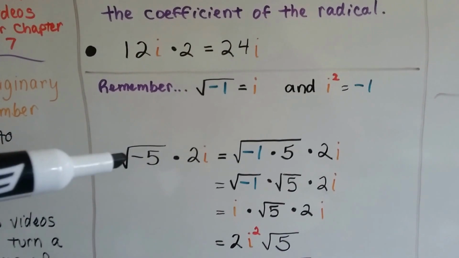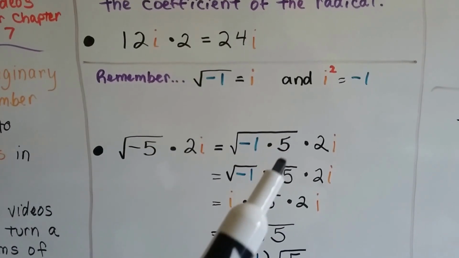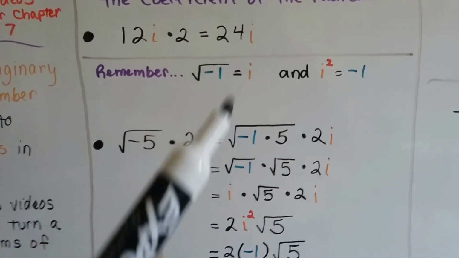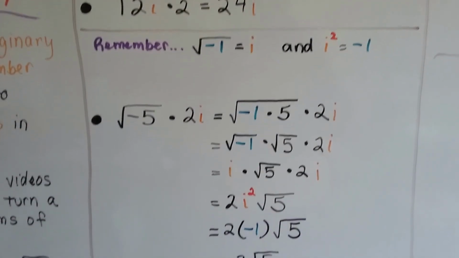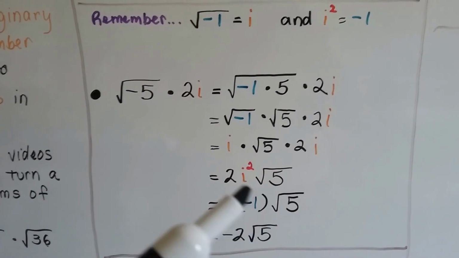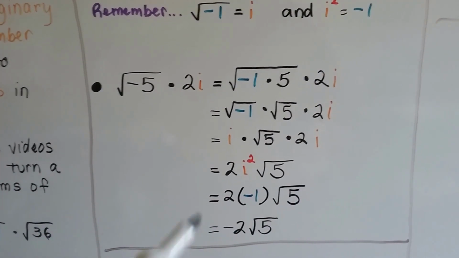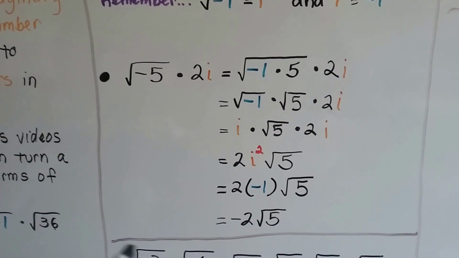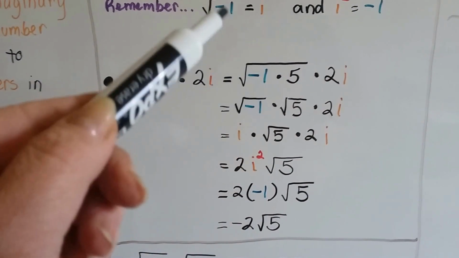If we've got the square root of negative 5 times 2i, we can factor this as negative 1 times 5, can't we? If they're under their own radical sign, that helps us see that this square root of negative 1 is going to be an i, and we multiply it by the square root of 5 times that 2i. We have an i here and an i there, so we have 2 times i to the second power times the square root of 5. Because i squared equals negative 1, we have 2 times negative 1, which is negative 2. So we have negative 2 square root of 5. See? Remembering this is going to help you.